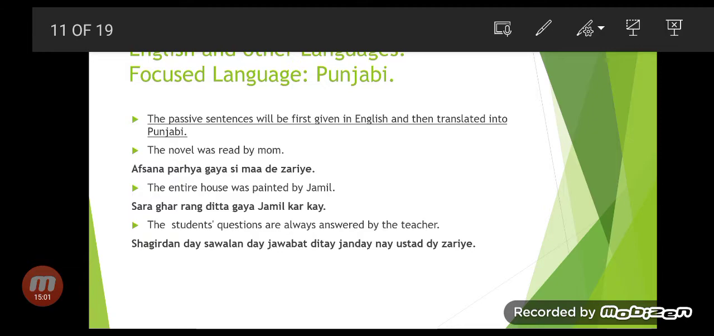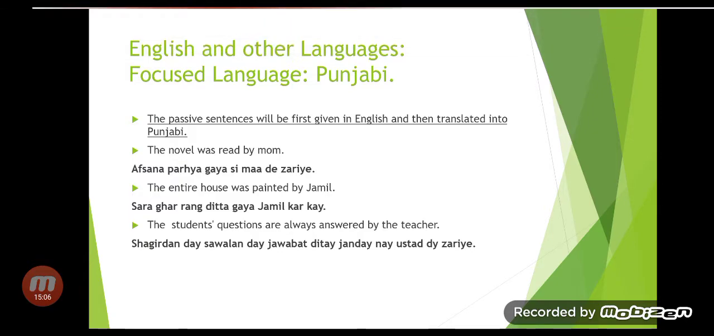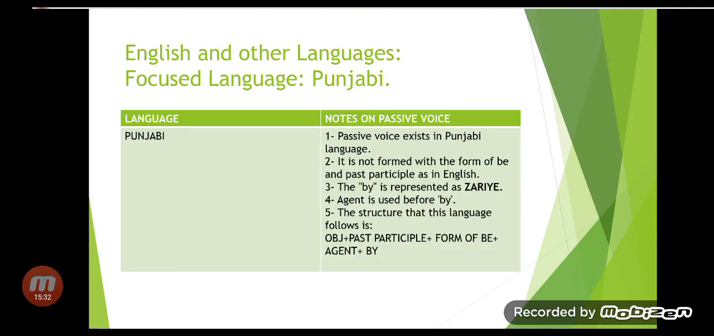माँ दे जरिए. So this is the subject, which is अफसाना. पढ़ा गया is the past participle. See is the form of be. Ma is the agent, and zariye is by. De zariye is by. So this is the construction that we follow in the Punjabi language, right?